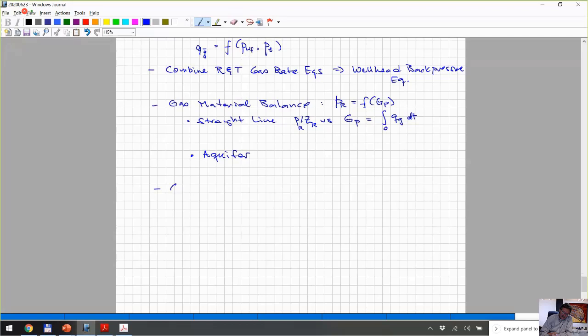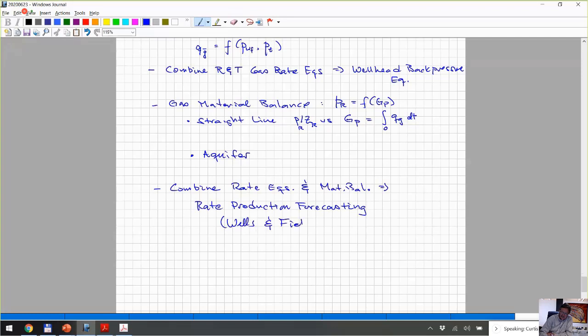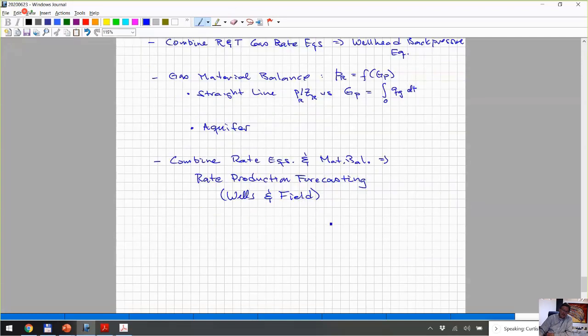And then if we combine the rate equations and the material balance, that allows us to generate rate production profiles, rate production forecasting. And that can be for wells individually and the entire field for one or more reservoirs.